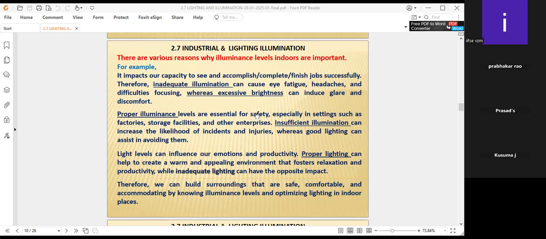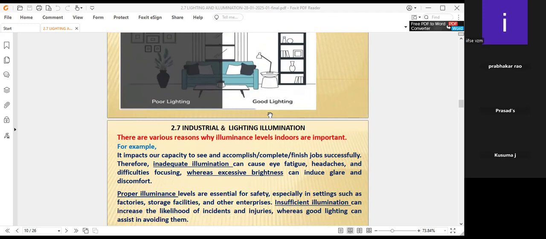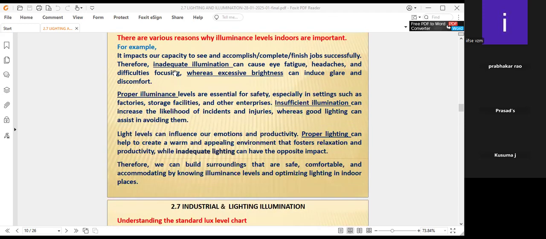Where there is excessive brightness, if you see this, this is not the excessive brightness, and compared to this, this is the good one. That's all, poor and good. It is not excessive brightness. But in the inadequate case, where the brightness is being compared, these are the inconveniences to the people who are living in that room.